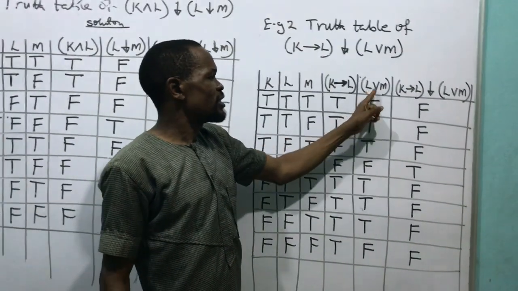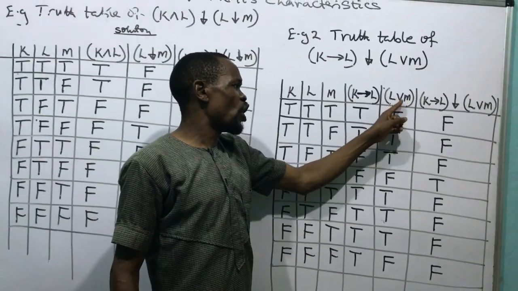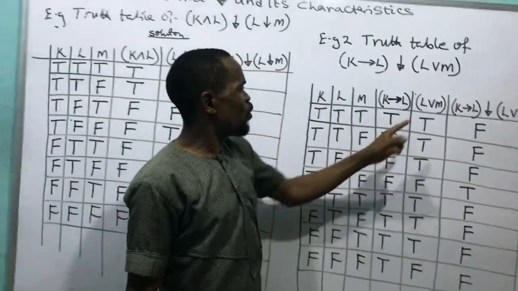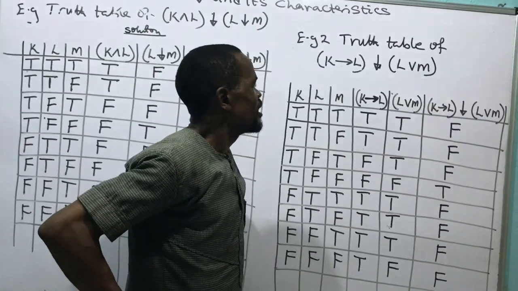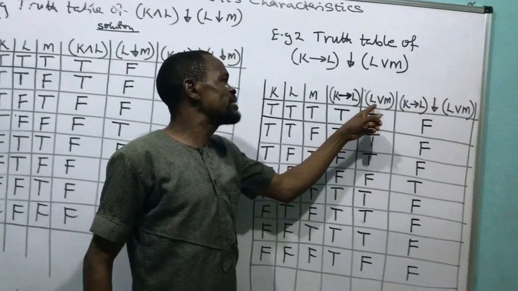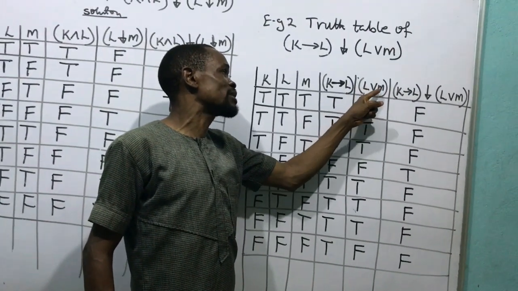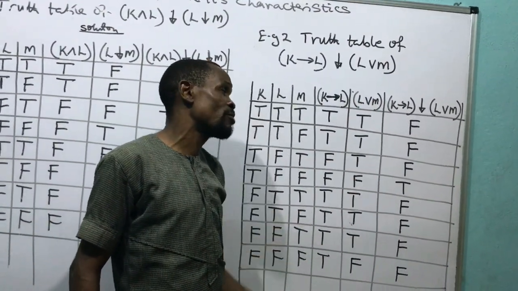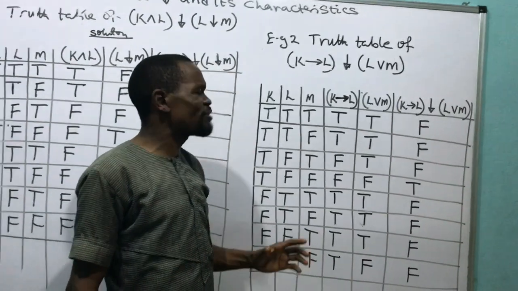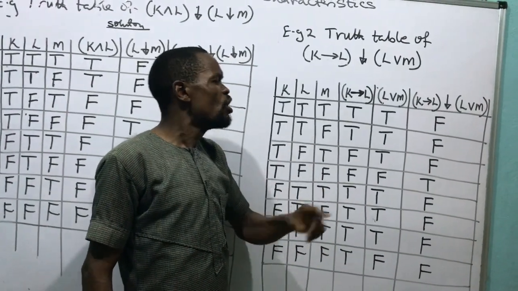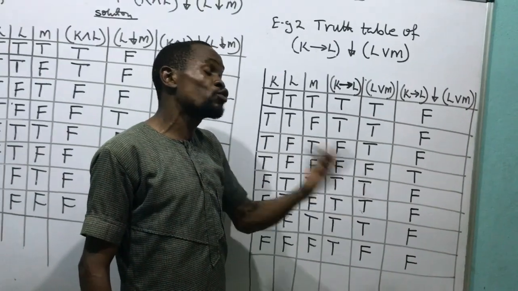I come to this, A or L, which is augment. What are the characteristics of augment? It will only say false when two of you have said false. That means when L says false and M says false, then false will come out. Any other thing coming out is true, true, true. False will only come out when two of you have said false.